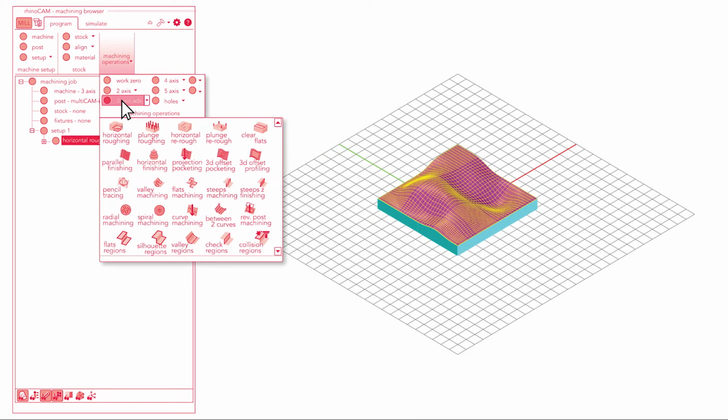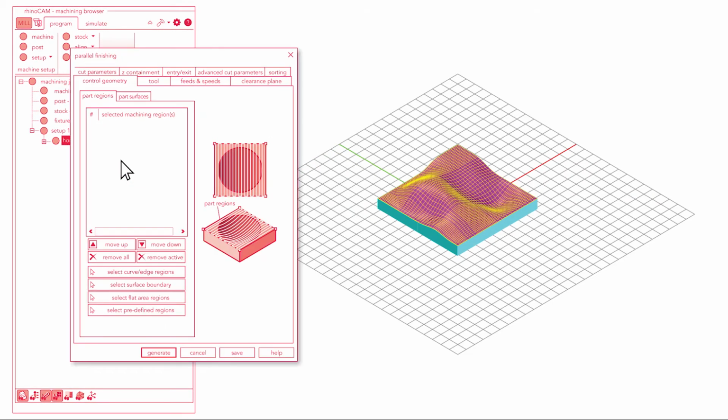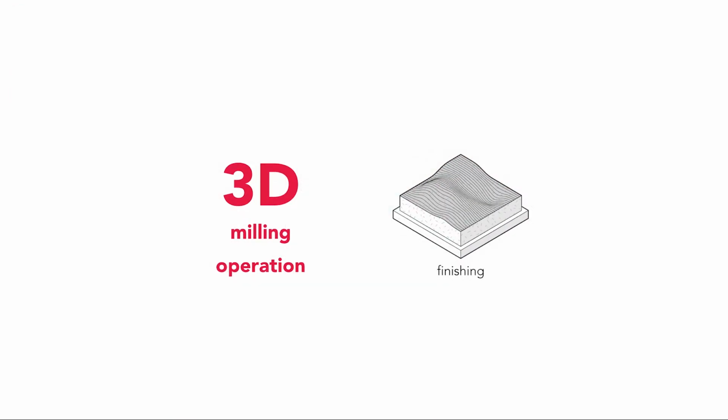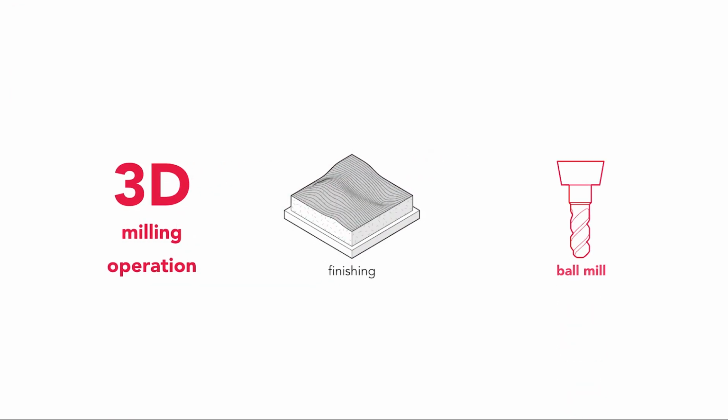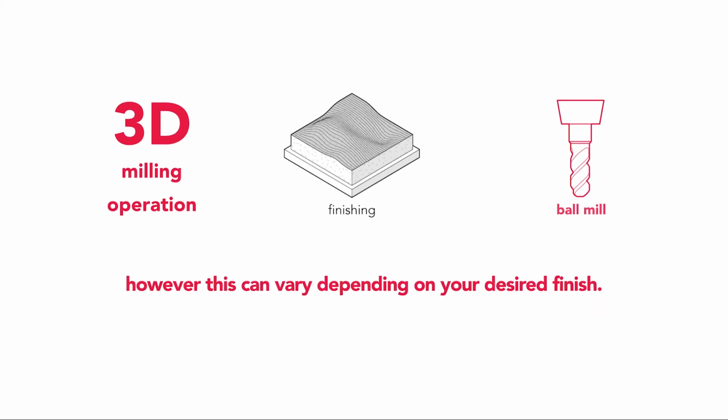Next, follow the same steps to set up parallel finishing. In this case, where a multi-tiered surface is being created, a ball mill bit is most commonly used and recommended to achieve smooth transitional surfaces. However, this can vary depending on your desired finish.